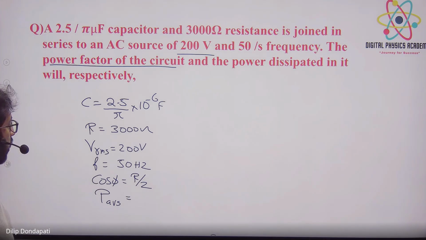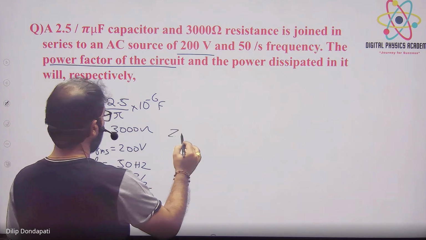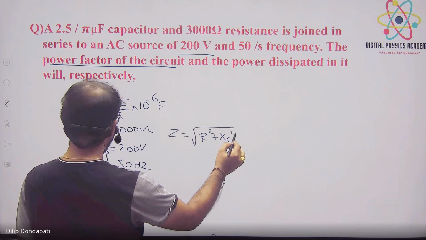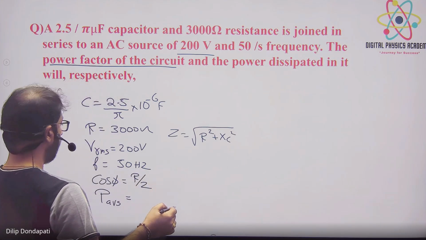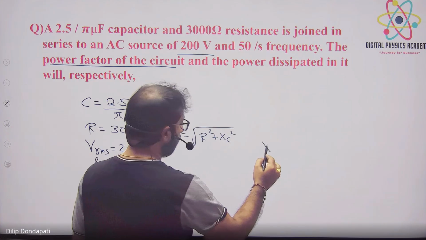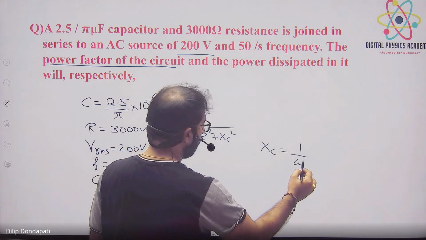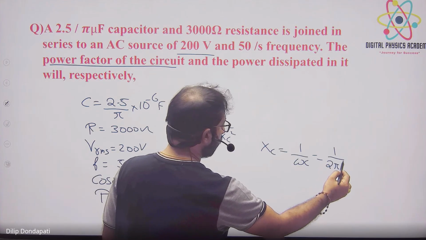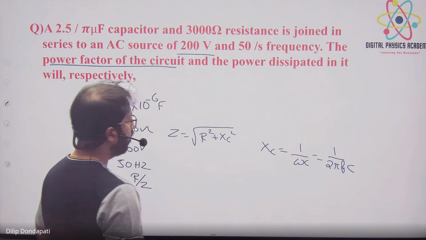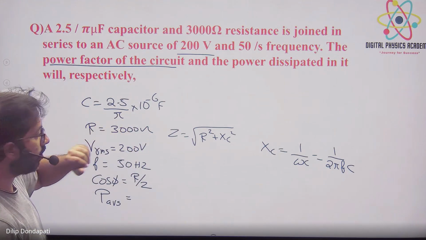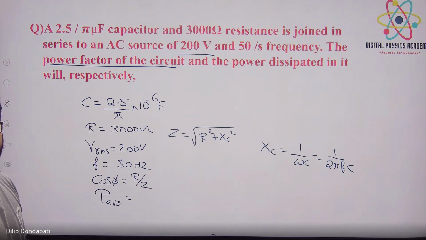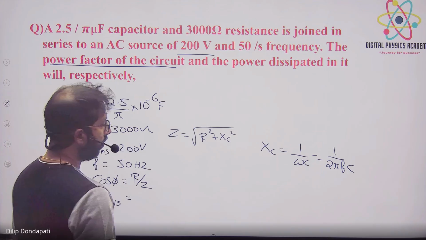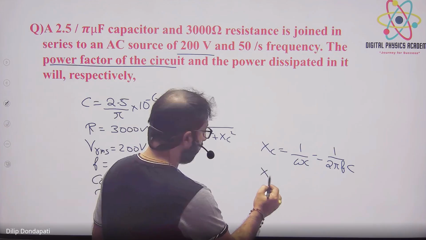R is given. How will Z come? Under root R square plus XC square. So find XC separately, then substitute. XC is 1 by omega C, which is 1 by 2 pi F C. C is given, pi cancels. Solve, how much will it be? So 5,000. Huh? Z is 5,000, XC is 5,000.